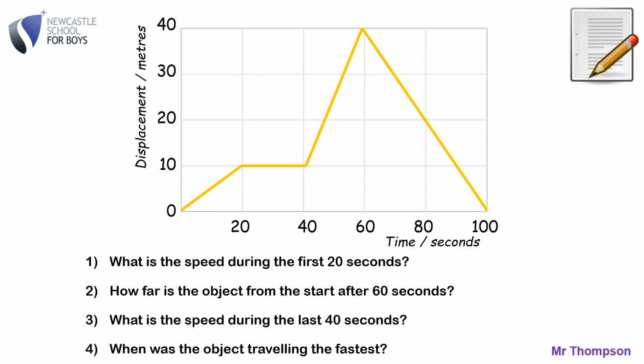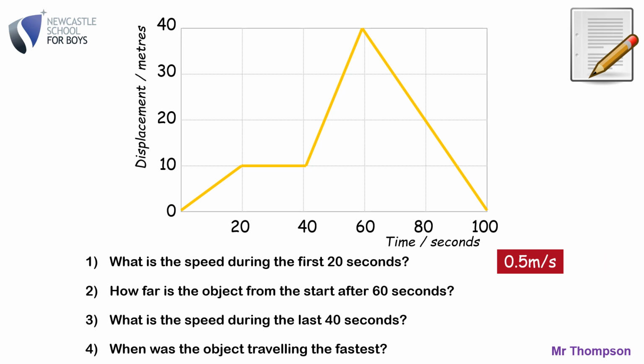What is the speed during the first 20 seconds? So hopefully you're thinking about that. Speed is distance over time. It travels 10 meters in 20 seconds. So it's 10 divided by 20 is a half, or 0.5 meters per second.